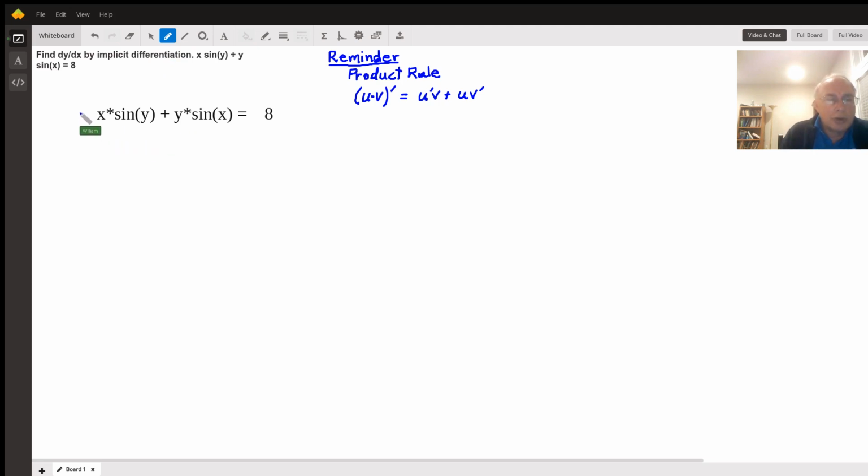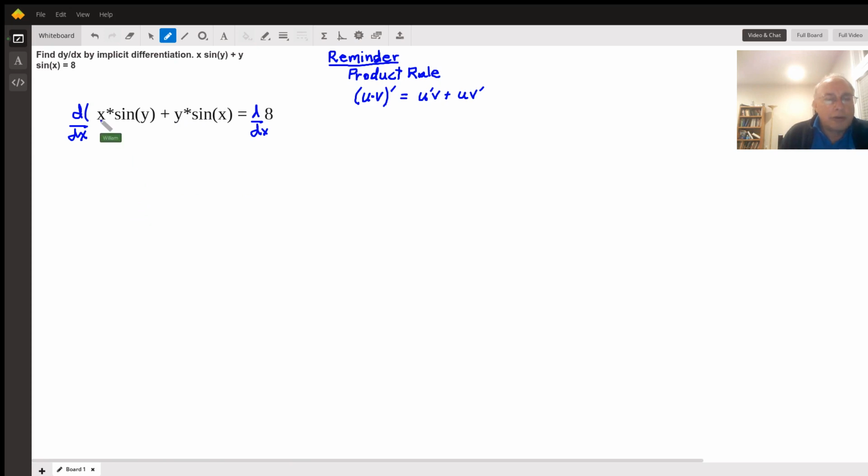So to do this, we're going to apply the derivative operator to both sides of the equation. And you'll notice that on the left side of the equation, I have two things that are both products. I've got x times sine y, and I've got y times sine x. So we're going to need to use the product rule, which I put up here on the upper right so you have it as a reference.